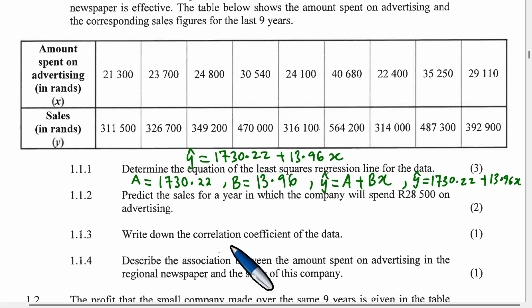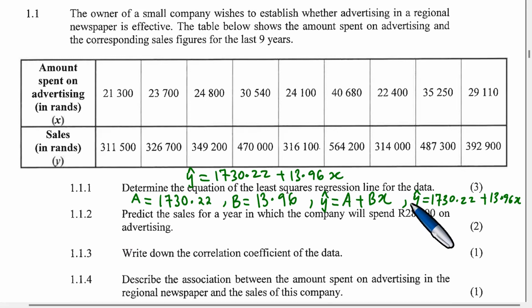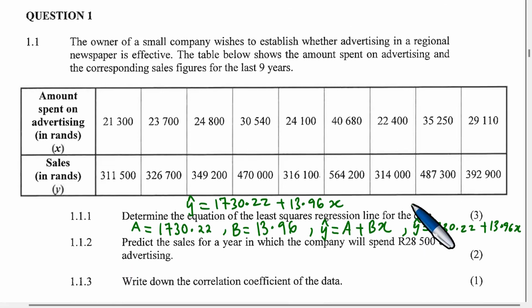After I've got this, we continue right now to predict the sales for a year in which the company will spend 28,500 on advertising. If the company spends 28,500 on advertising, what do we do with this? What we do with this is that Y hat. Y hat is actually 1730.